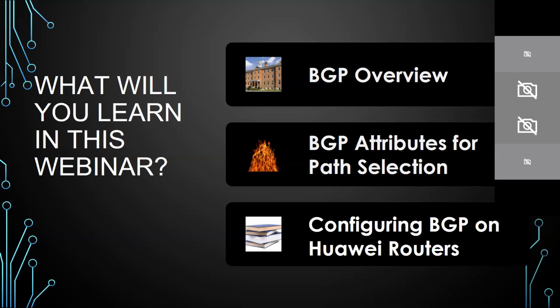First, we're going to see the BGP overview. We will see what BGP is, why we need BGP, and we will see that BGP has two neighborships, eBGP and iBGP. We will see the path selection of BGP and the metric of BGP, that is, the BGP attributes. In the end, we will do a lab and configure BGP on a Huawei router.